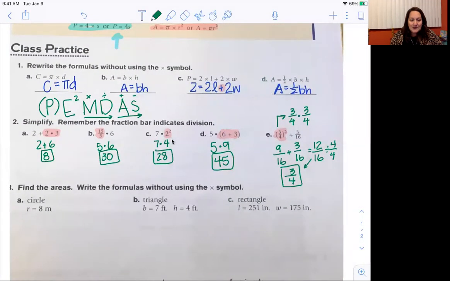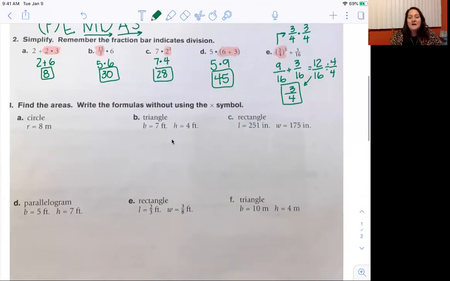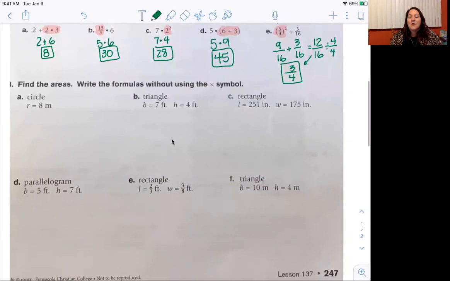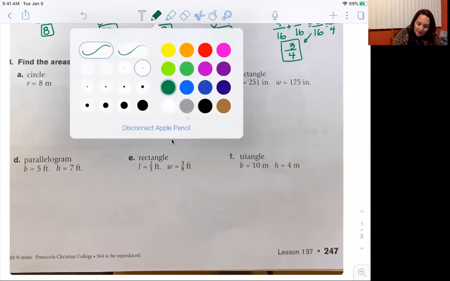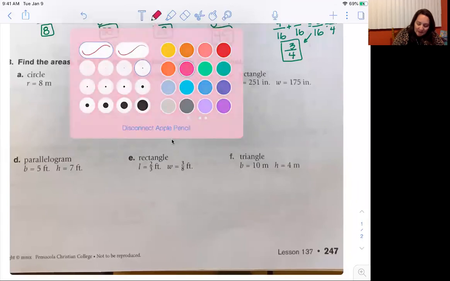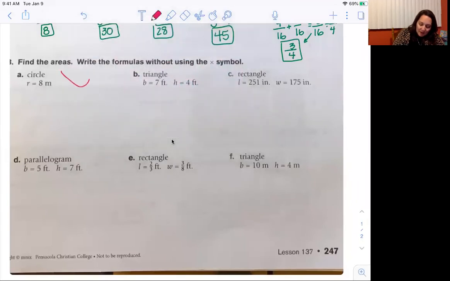Okay, let's move on to section 3. Find the areas and circle the formulas. Write the formulas without using the X symbol. Okay, good thing we've been writing those formulas all along, right? We're super prepared for that. Let's look at letter A. I have a circle. Remember, I like to draw my circles here. Ooh, that is a weird looking circle. That is not a circle.